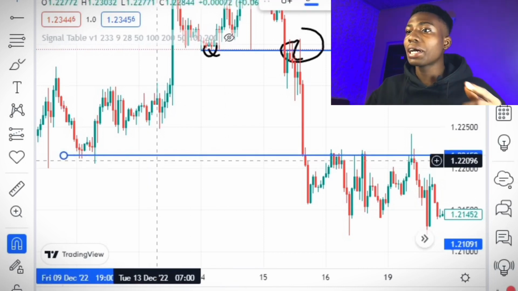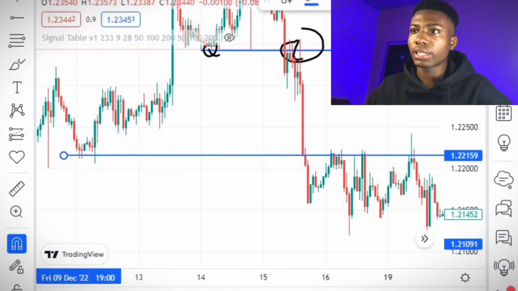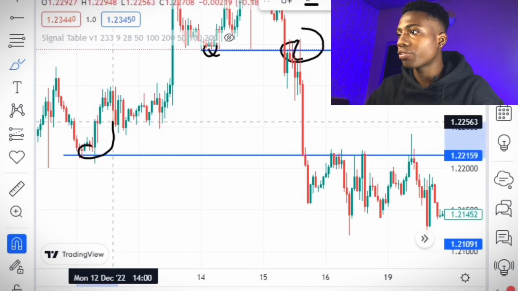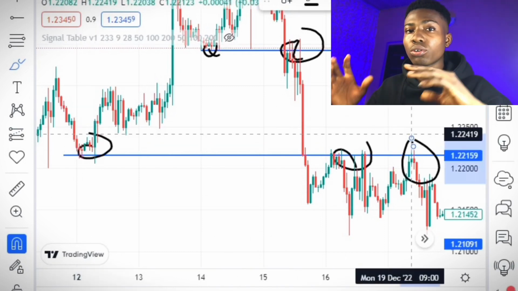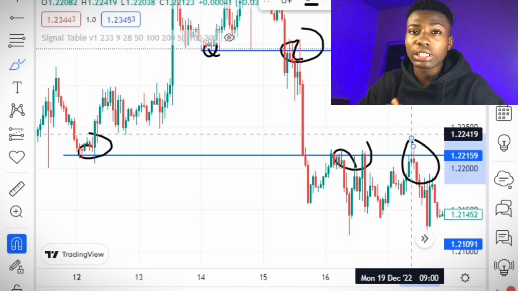Let me show you guys. You can see that price is obviously doing the same thing. You can see there's a correlation between this point right here. Now this is to show that price obviously goes back to retest points it obviously left before.